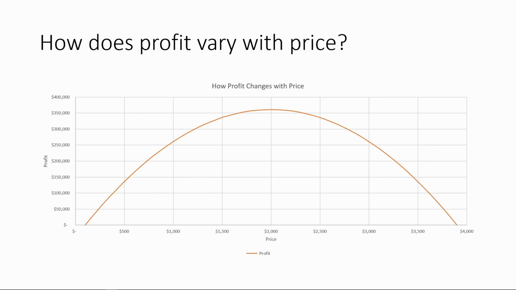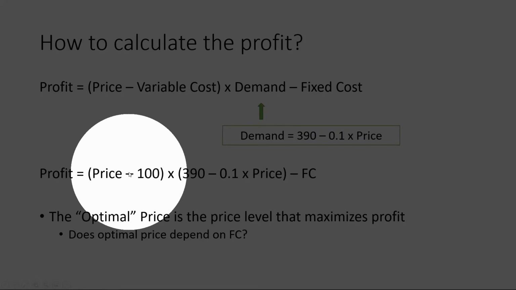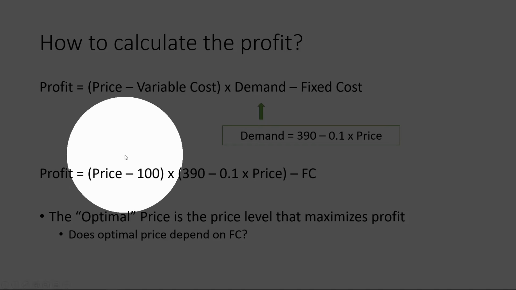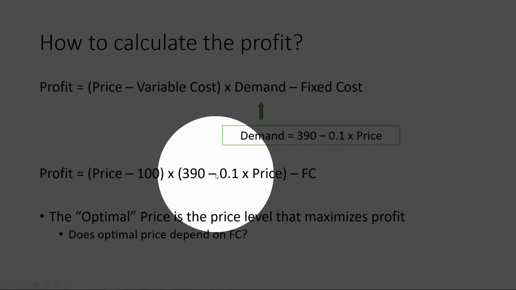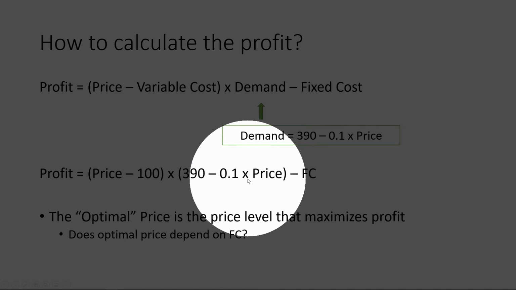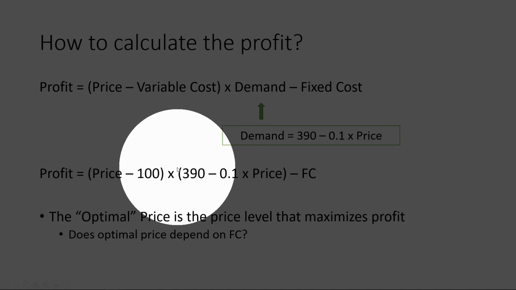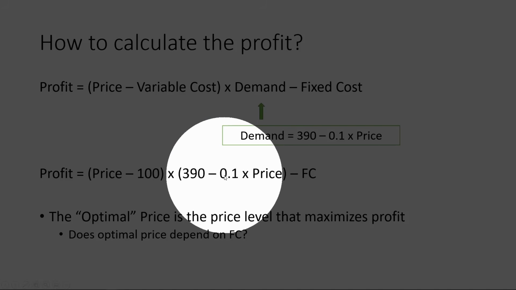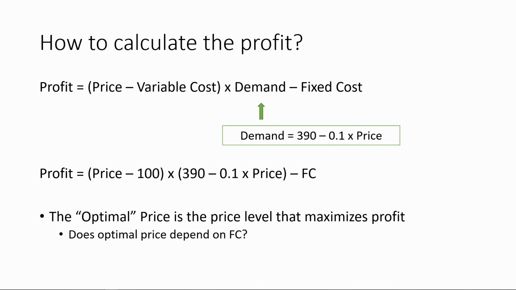The reason, when you think about it, is this. Profit has two components. The first component, the profit margin, increases with price. The second component, the demand, decreases with price. When these two components balance out, that is where the optimal price level is. So if the price is too low or too high, in either case, it would lead to inferior profit.